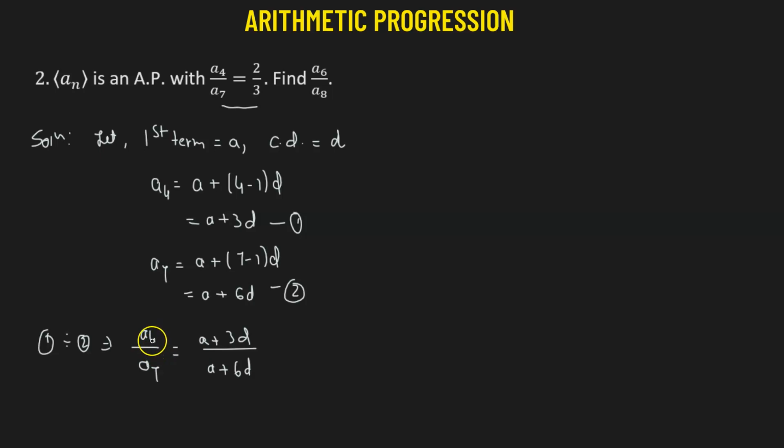Now it's given here that the ratio a4 to a7 has a value of 2/3. So that means we now have a plus 3d divided by a plus 6d, and this value will be equal to 2/3. Then cross multiplying, we have 3 multiplied by a plus 3d, which will be equal to 2 multiplied by a plus 6d.